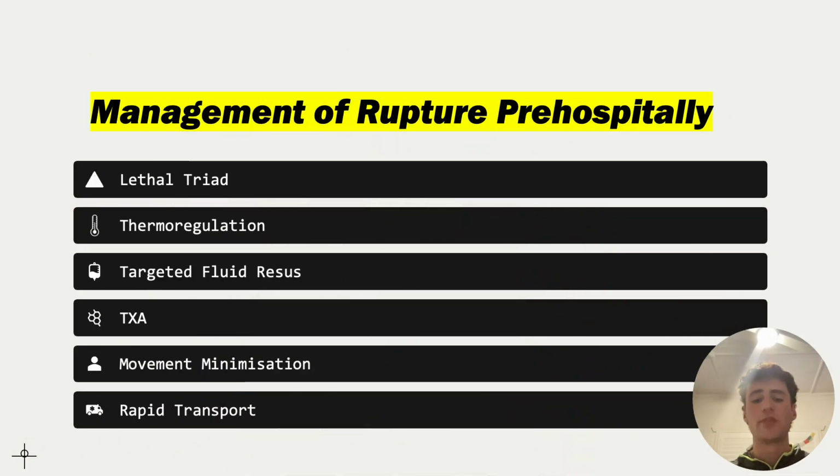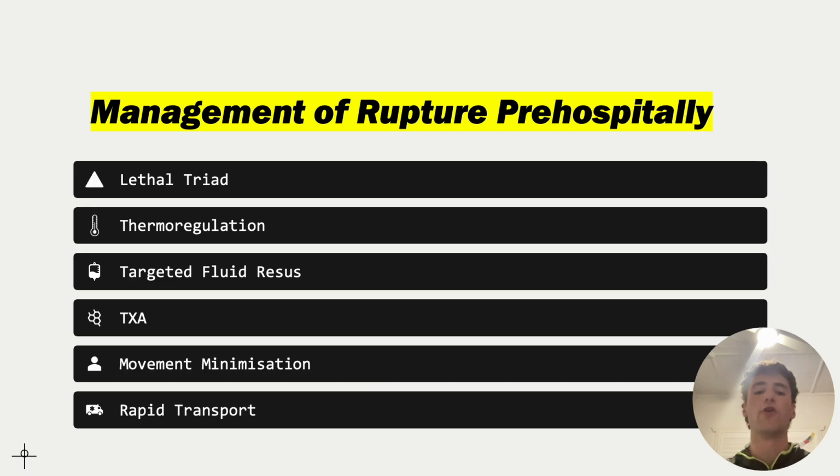Alright, let's go over the management of a rupture in the paramedic setting, starting with the awareness of the lethal triad. Patients may develop coagulopathy, hypothermia, and acidosis, each of which worsens bleeding. So recognition of this triad is critical in early management of the patient. Therefore, let's start with thermoregulation. To keep the patient warm, using blankets or a heated environment, such as the ambulance, is really important to prevent hypothermia, because hypothermia does impair coagulation.